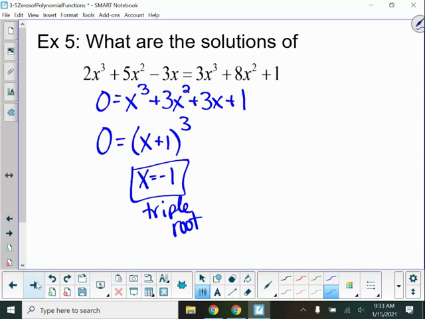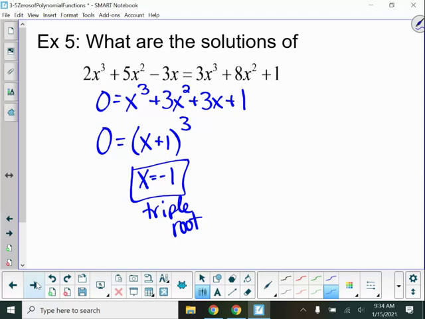This is a triple root. It has multiplicity 3 because I have 3 of the same set of parentheses. So it is going to cross through at -1 rather than being a turning point at -1. In 3-6, we will be looking at ways to narrow down the values to check with this type of question.